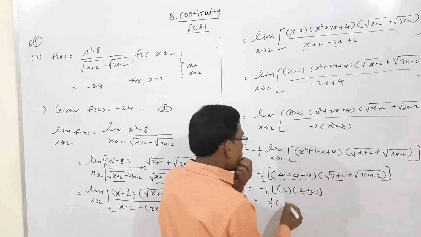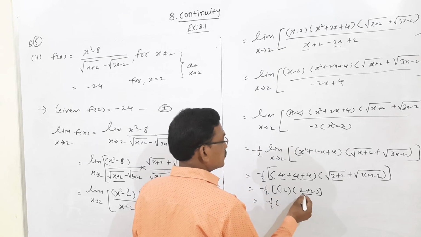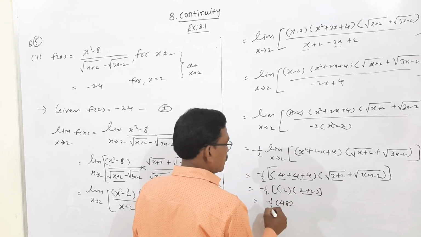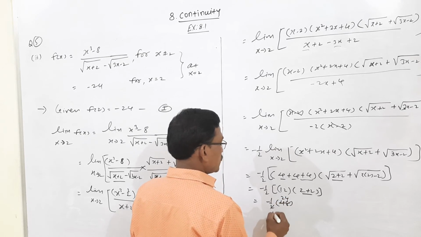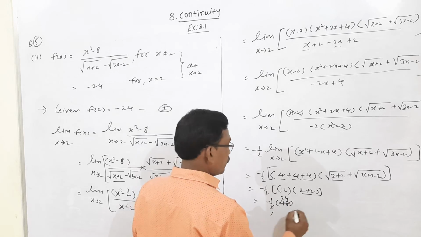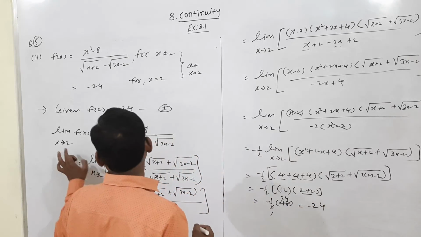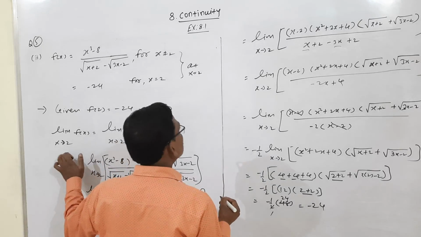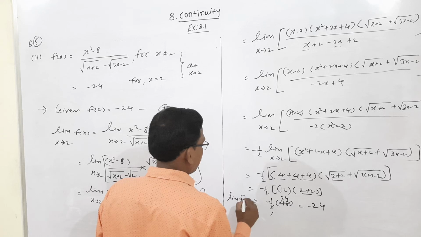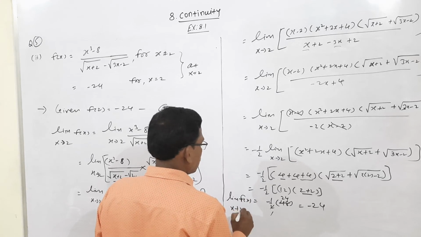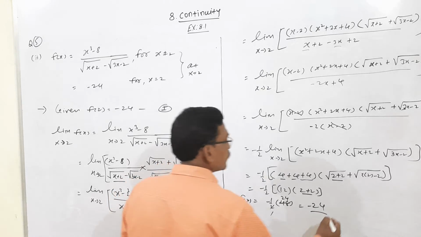2 plus 2 is 4. 4 times 12 is 48. Then half of 48 is 24. So minus 1 into 24 is minus 24. So the limit of that function as x tends to 2 is equal to minus 24.